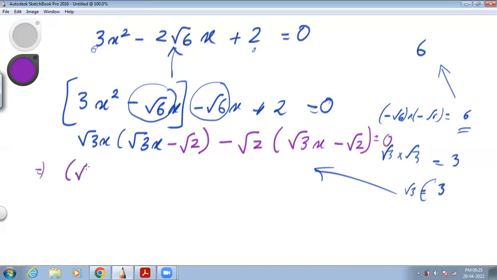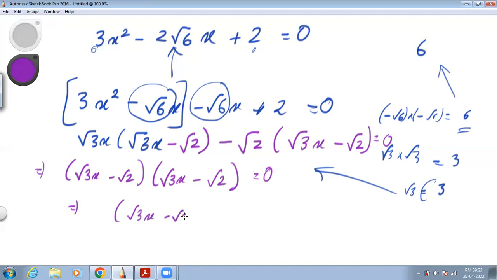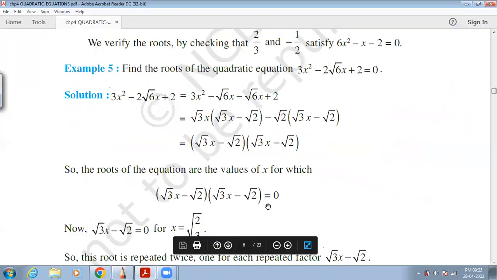So now you can take common root 3x minus root 2, then you get root 3x minus root 2 equals to 0. So from this, what do we get? These both are same equations. So you can write it as root 3x minus root 2 whole square equals to 0. Therefore, there is going to be only one root for this quadratic equation. That is x equals to root 2 by root 3. Or you can also write it like this, root 2 by 3. Right? Now see, that's the answer going to be.